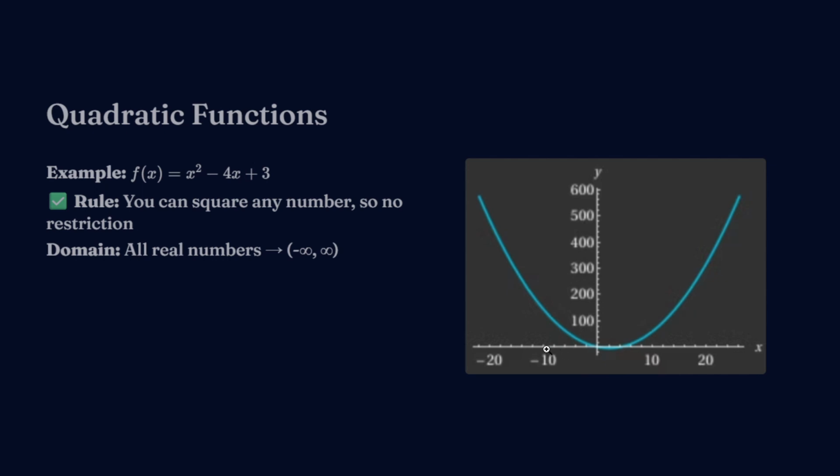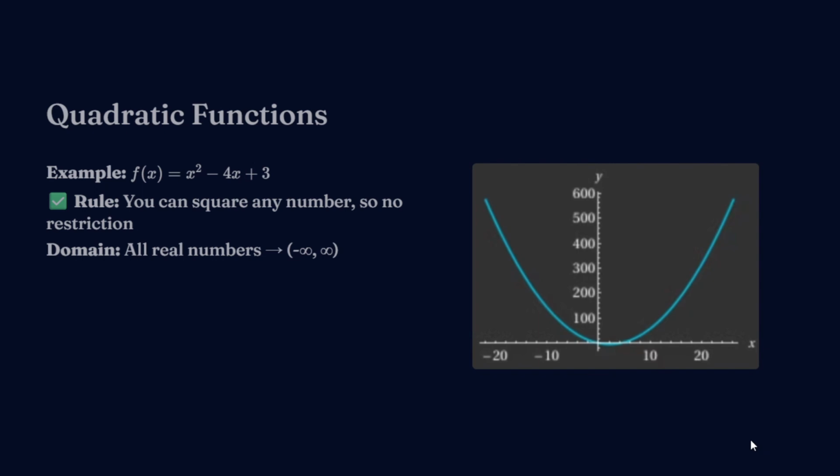And you can plug in any values for x and the function will still be defined because we can square any number. So there are no restrictions here. Once again, the domain is all real numbers. X can take any value from negative infinity to positive infinity.